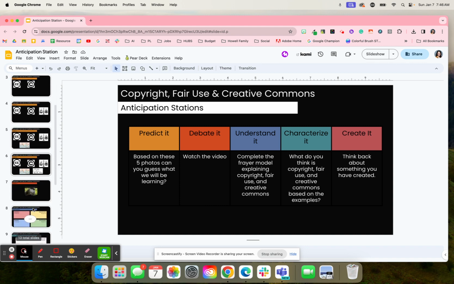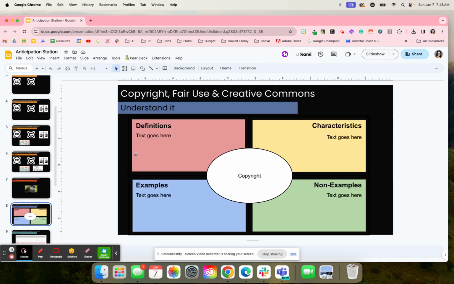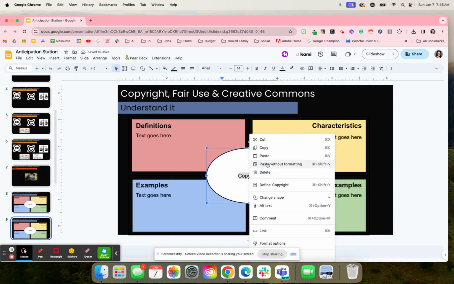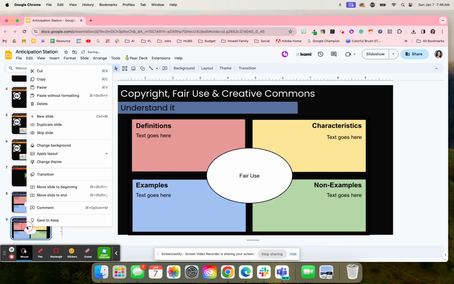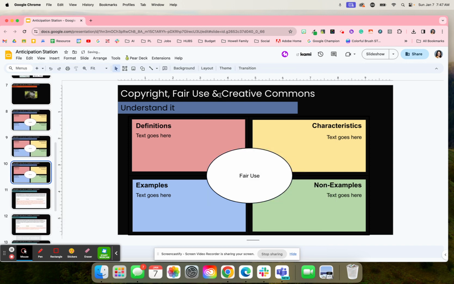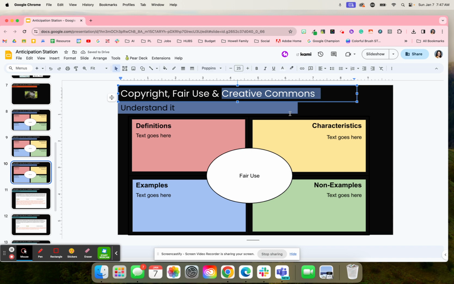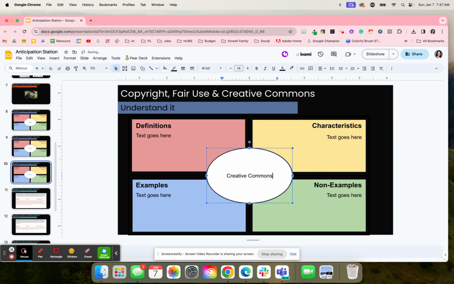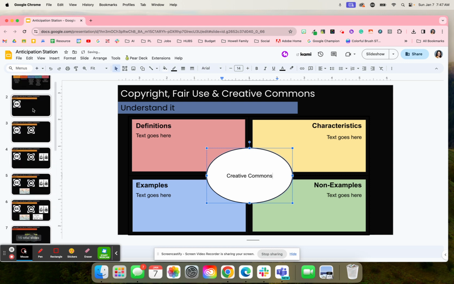So then students are going to complete these Frayer models, and they're going to write the definitions, characteristics, examples, and non-examples for each of these 3 different words. So there's copyright, then students are going to complete fair use, and then they're going to do Creative Commons. Students can either do this independently, or they could work with a group, or you could give 3 different groups these 3 different words, and then they present it to the class.